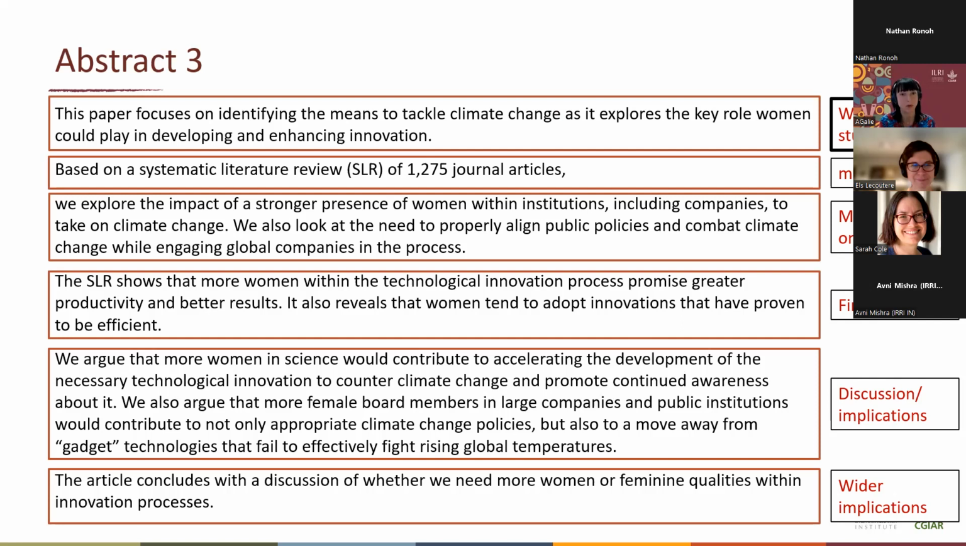We argued that more women in science would contribute to accelerating the development. We also argue that, and the second argument that they are making, the second implication. And finally, there is the one closing line, which is about the wider implications. The article concludes with a discussion of whether we need more women or feminine qualities within innovation processes. Yeah, so the bigger picture. And I just had these three abstracts.